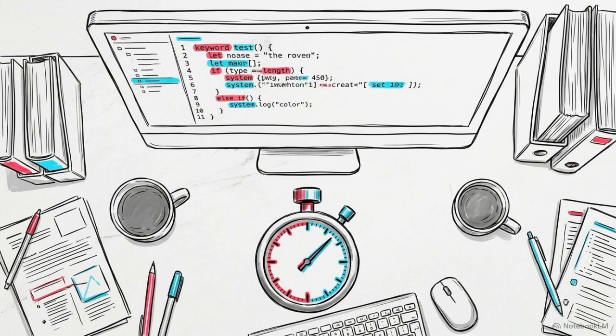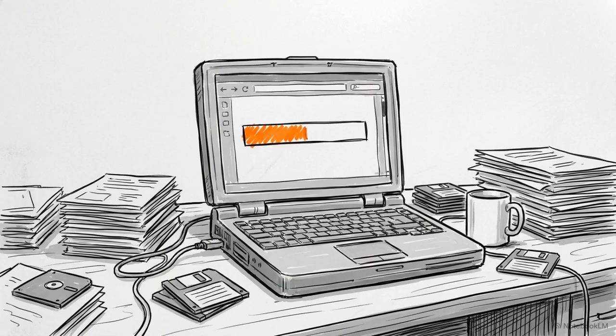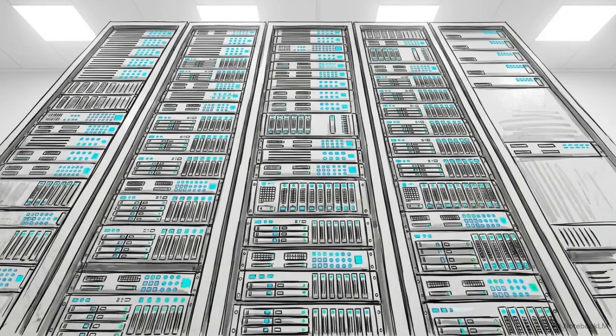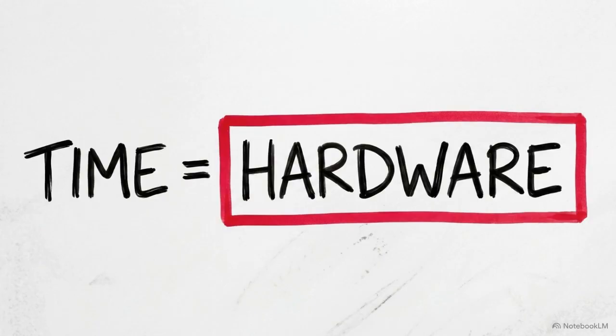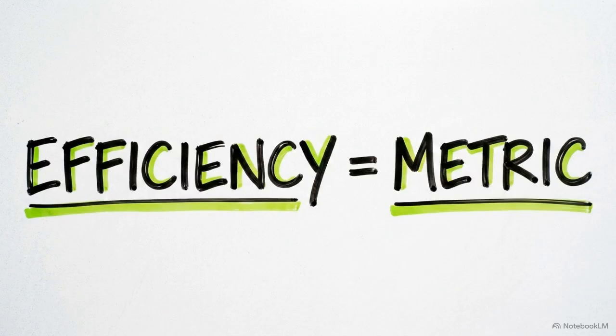Say I want to measure exactly how fast a piece of code runs. The first instinct is usually to just grab a stopwatch, but a program running on an old laptop will take far more seconds to finish than the exact same code running on a massive server rack. Time in seconds tells us about the physical hardware, not the code itself. To measure the actual efficiency of an algorithm, we need a universal metric that ignores the hardware entirely.